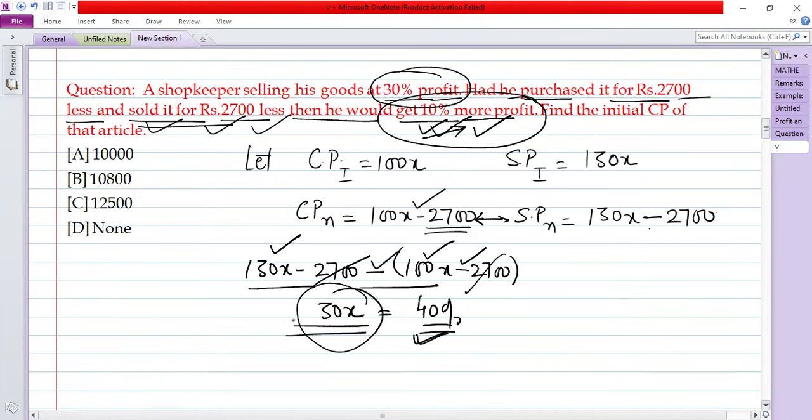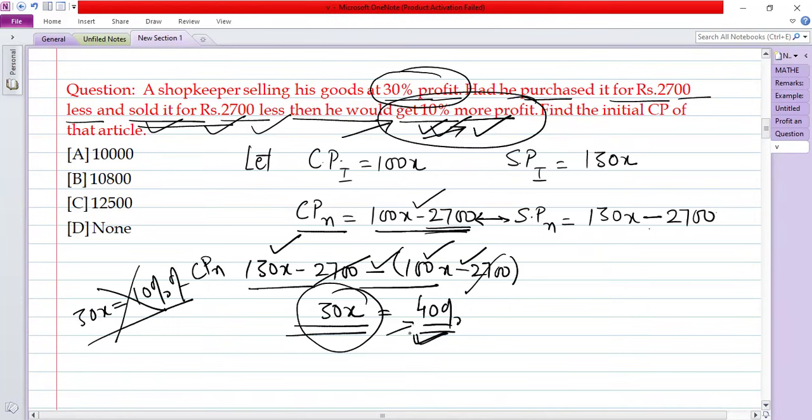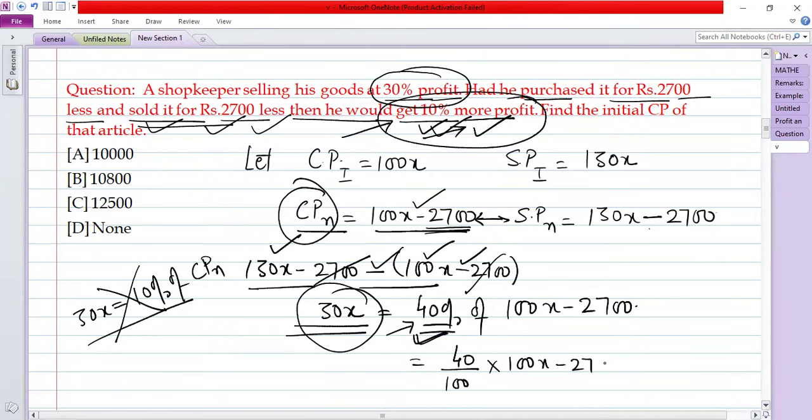This is very important: the common mistake is to take this 30x as 10% of the new cost price. That is wrong. It is mentioned that 10% more means it will be now 40%. And 40% of what? 40% of the new cost price. So it is 40% of 100x minus 2700. So now it is nothing but 40 by 100 into 100x minus 2700.